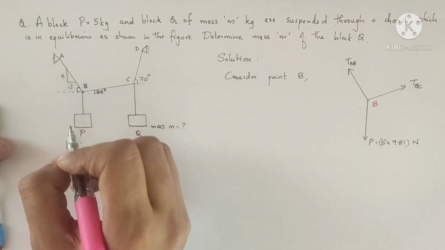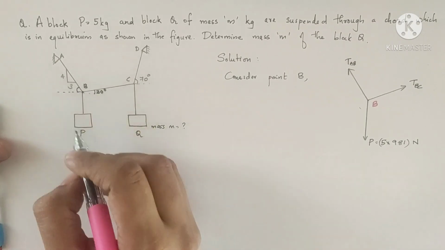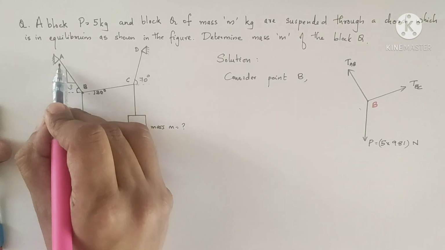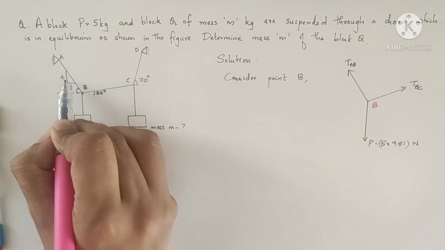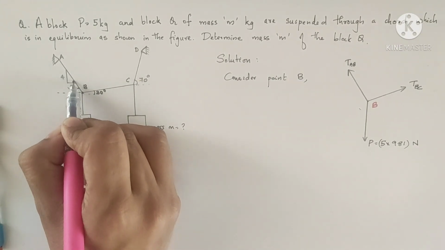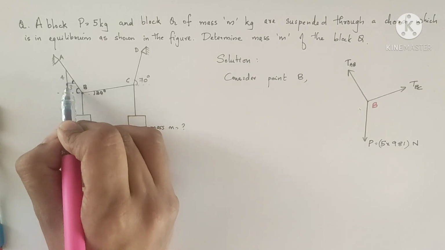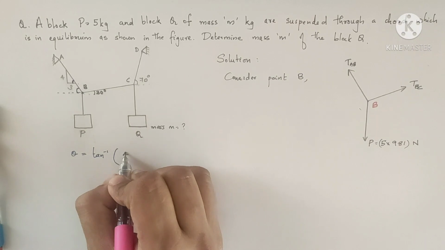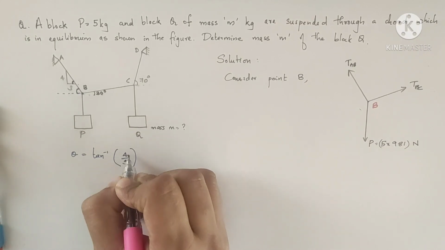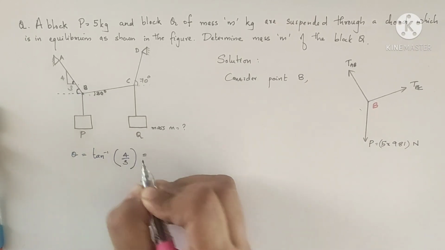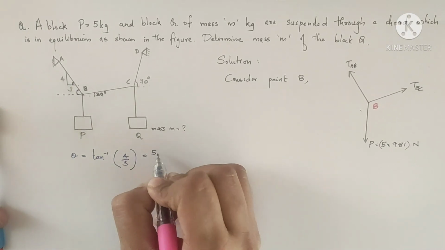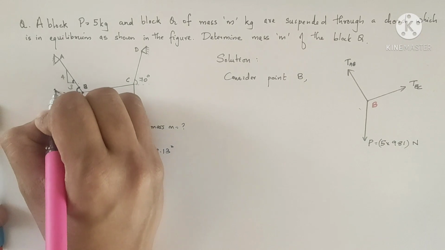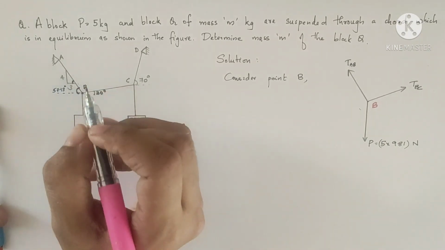This angle theta will be equal to tan inverse. The slope of the cord AB is given. So tan inverse, we can find this angle, opposite side by adjacent side, tan inverse 4 by 3. That is equal to 53.13 degree. So this angle will be equal to 53.13 degree.